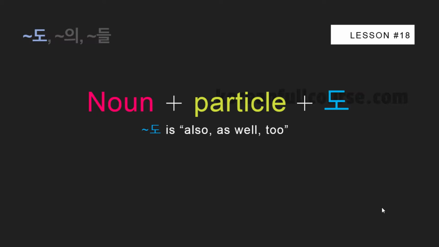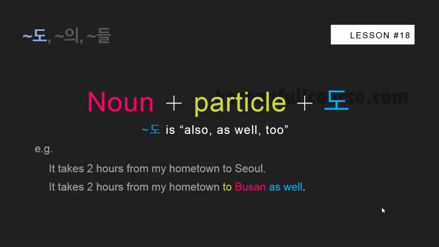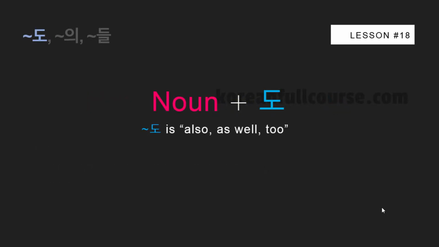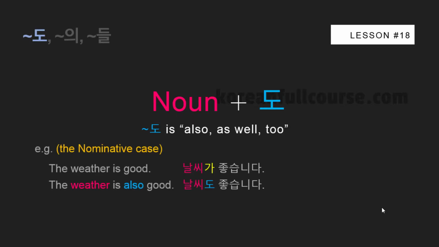The 도 particle is attached to another particle, for example, to a preposition, which is in its turn attached to a noun or a pronoun. For example, it takes 2 hours from my hometown to Seoul, or it takes 2 hours from my hometown to Busan as well. 부산까지도.